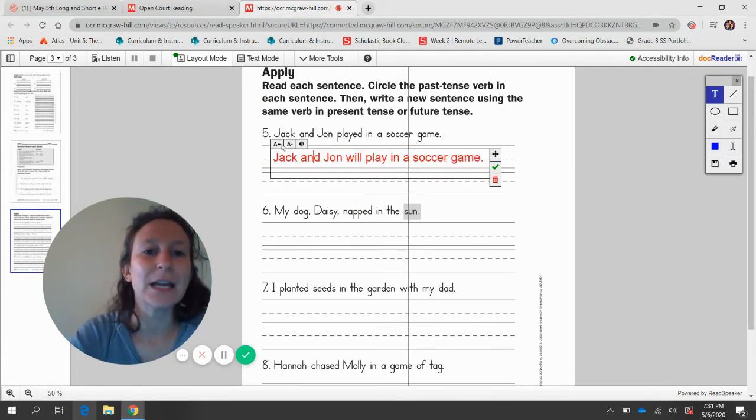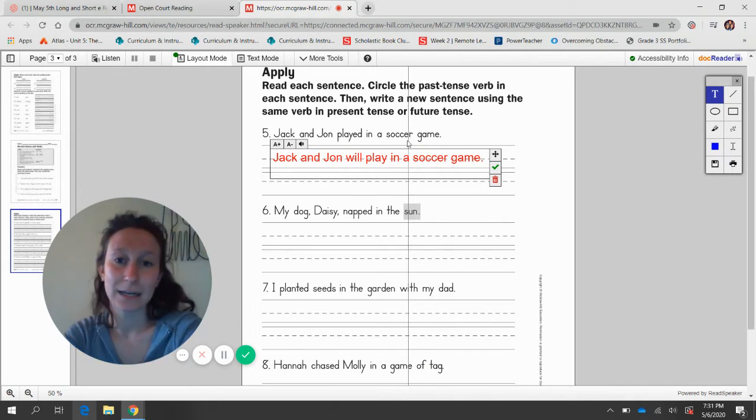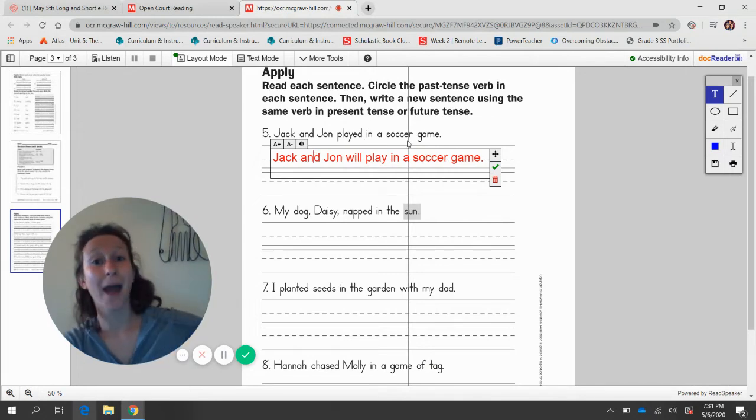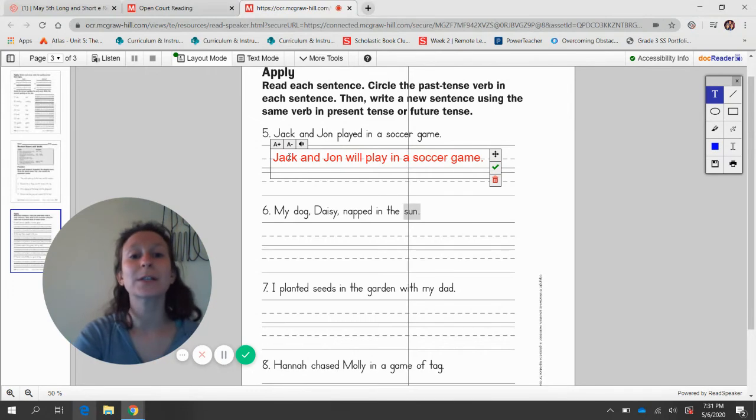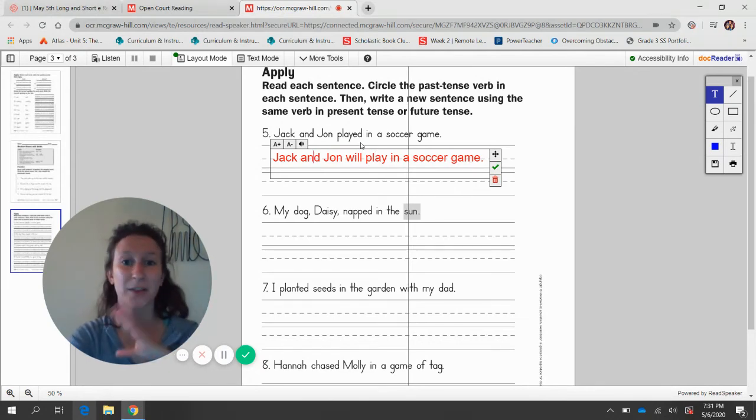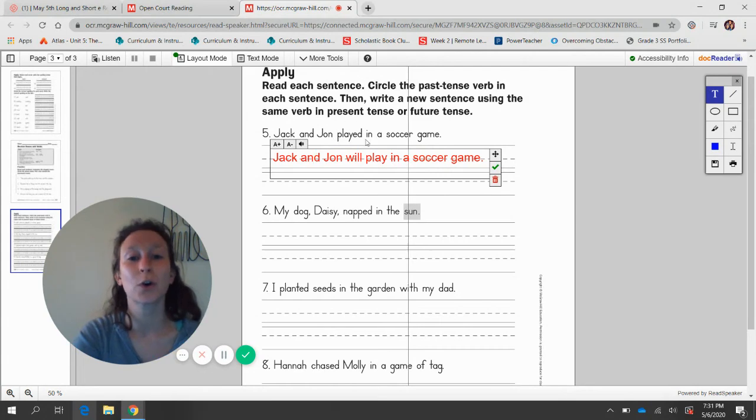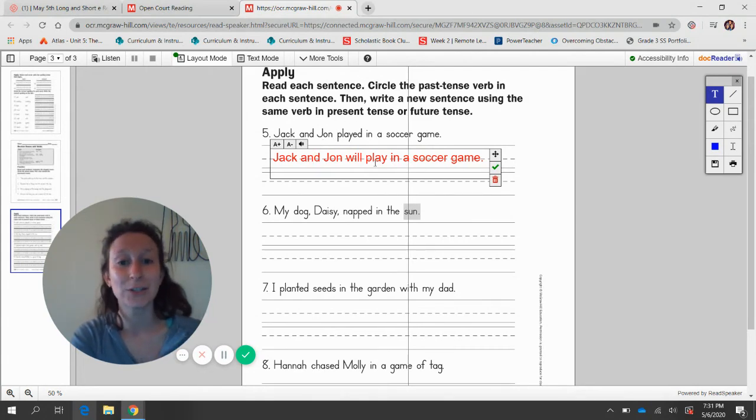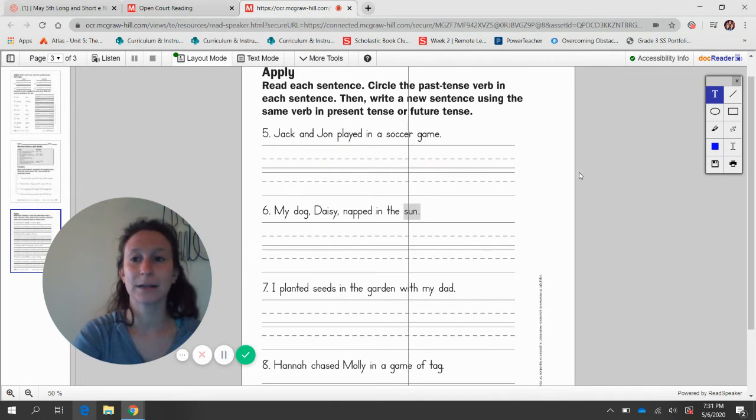So instead of saying Jack and John played in a soccer game like they played it in the past, like it's already happened, now we're saying Jack and John will play in a soccer game. So they haven't played it yet, but they will soon, right? So that's what these directions are saying. I know there's a lot going on there, but I want you to circle the past tense verb and then change the sentence to make it so it's happening now or later. Okay? All right. Let's do the next one.